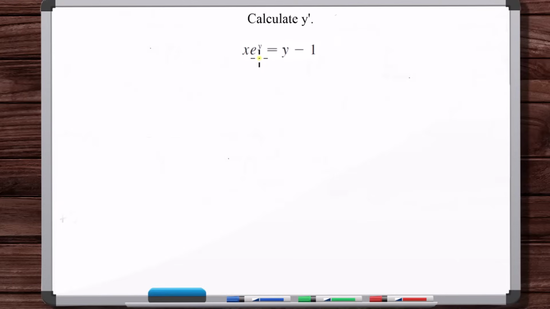Okay, here y is defined implicitly, so we need to use implicit differentiation. Implicit differentiation isn't one of our derivative techniques or rules. This is really you just using the chain rule. So with implicit differentiation, we take the derivative of the entire equation with respect to the independent variable, and then from there we solve for y prime.